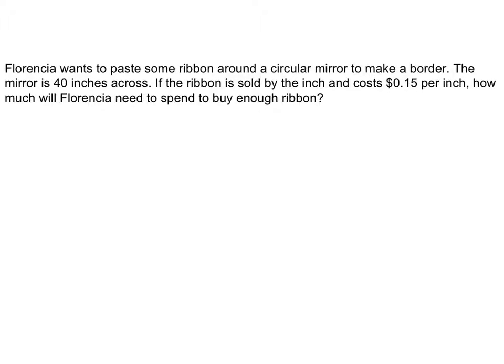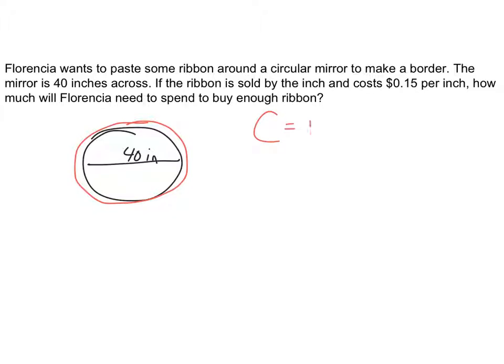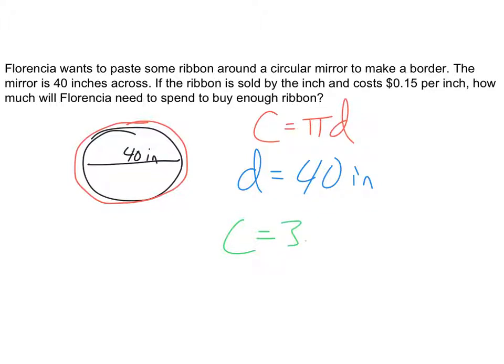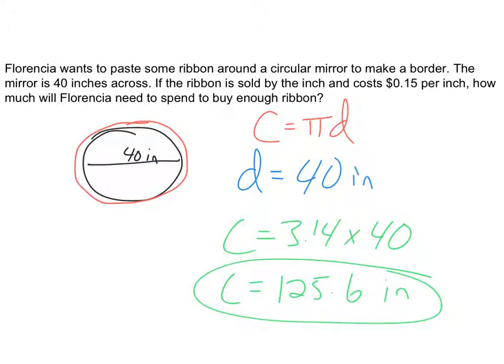So Florencia wants to paste some ribbon around a circular mirror to make a border. So the mirror measures 40 inches across. So again, we've got 40 inches across. And she wants to put the ribbon around the outside like this. So again, we're going to use circumference, and circumference is pi times diameter. Now, when they say 40 inches across, that means that's the diameter. So we are going to plug 40 in for D and 3.14 in for pi. So we're going to take 3.14 times that 40-inch diameter, giving us a circumference of 125.6, and our label is inches.